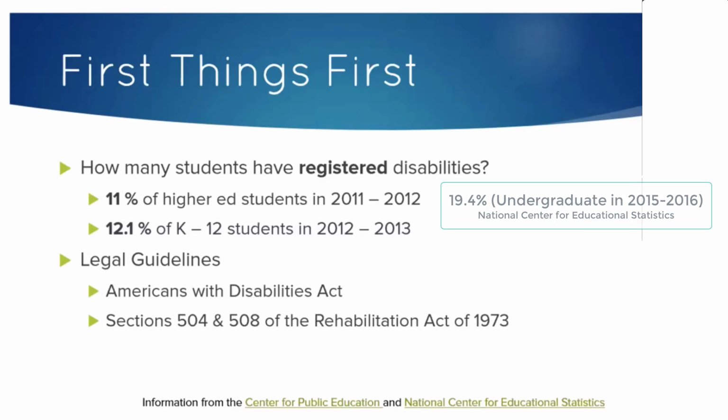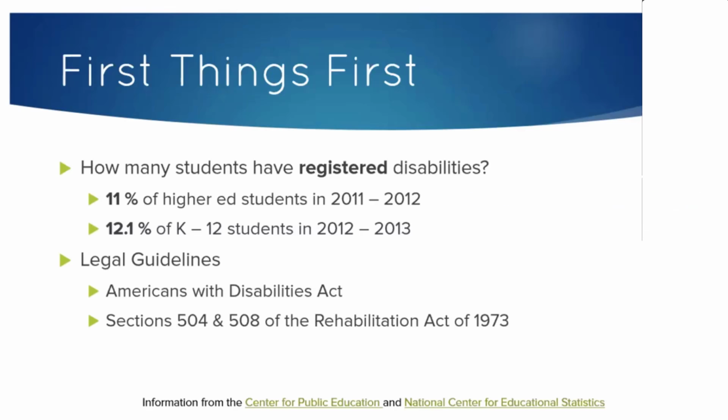Also, we're not going to get too much into the legal guidelines tonight, but there's the Americans with Disabilities Act and sections 508 and 504 of the Rehab Act of 1973, which really mandate creating accessible environments and equal opportunity for those with disabilities, especially in education.